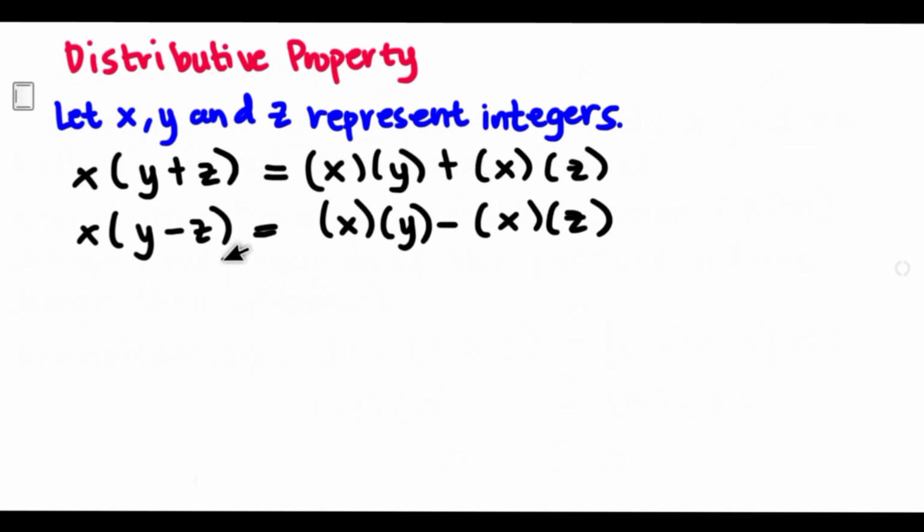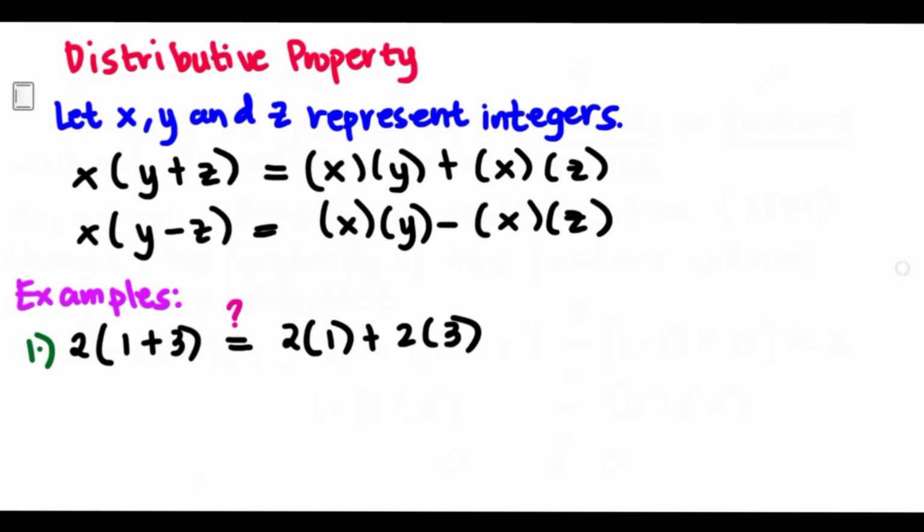So, it is the same here. So, let's have an example. Let's have the first example. 2 times the sum of 1 plus 3. Is it equal to 2 times 1 plus 2 times 3? So, let's start with the left side. 2 times 1 plus 3 is 4. On the right side, 2 times 1 is 2 plus 2 times 3 is 6.